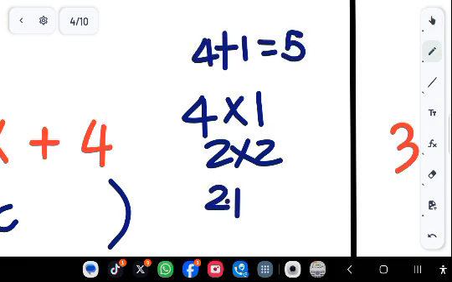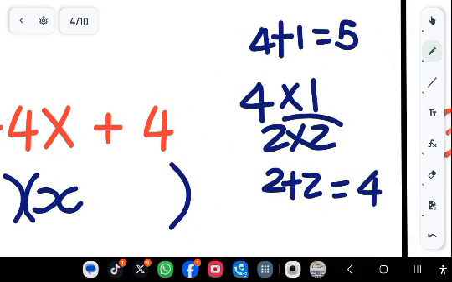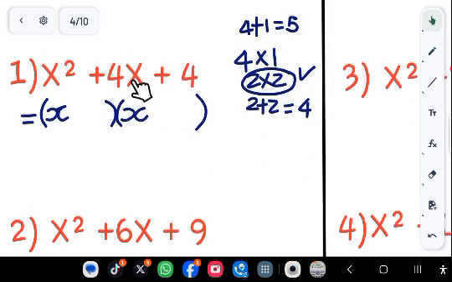And then if you add 2 and 2, that will give you 4. The correct combination, therefore, that you choose is 2 times 2, because when you add them together, which is how we get the middle term, we add the terms. The last terms, if you add them together, they'll give you 4.